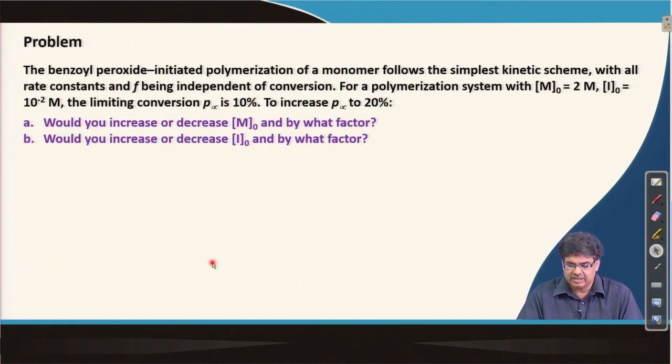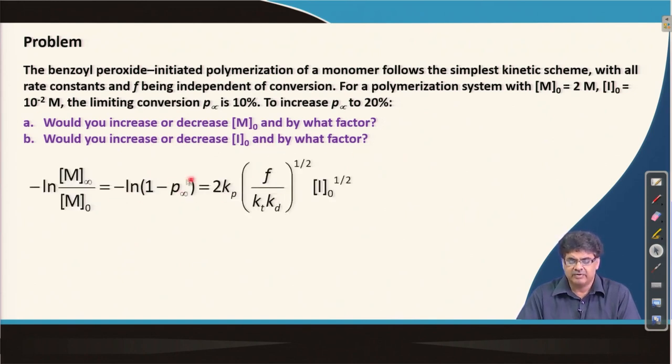Let's quickly do a numerical problem where we are talking about a benzoyl peroxide initiated polymerization of a monomer that follows the simple kinetic scheme which we just discussed, where rate constants and f are independent of conversion. For a polymerization system, M0 is given as 2 molar and I0 as 10 to the minus 2 molar, and the limiting conversion P infinity is given as 10%, which means 0.1. So, we need to increase P infinity from 10% to 20%. What should we do? Would we increase or decrease M0, and by what factor, or would we increase or decrease I naught, and by what factor?